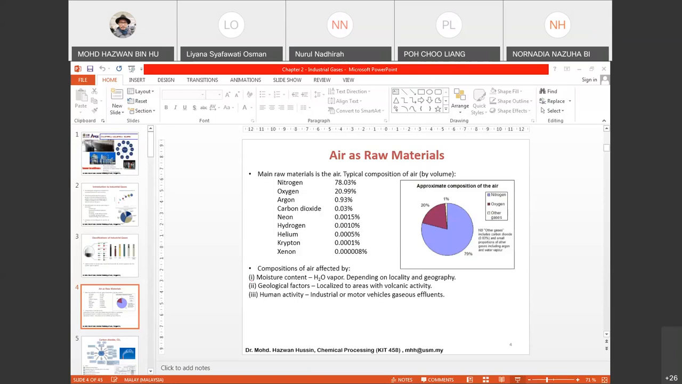Another question that I would like to ask you: if you notice over here, carbon dioxide is very low, even lower than 1%, 0.03. But why are people saying that, oh, CO2 emission and whatsoever, the ozone layer will be thinner because of carbon dioxide and so on. So do you think that this fact is correct actually?